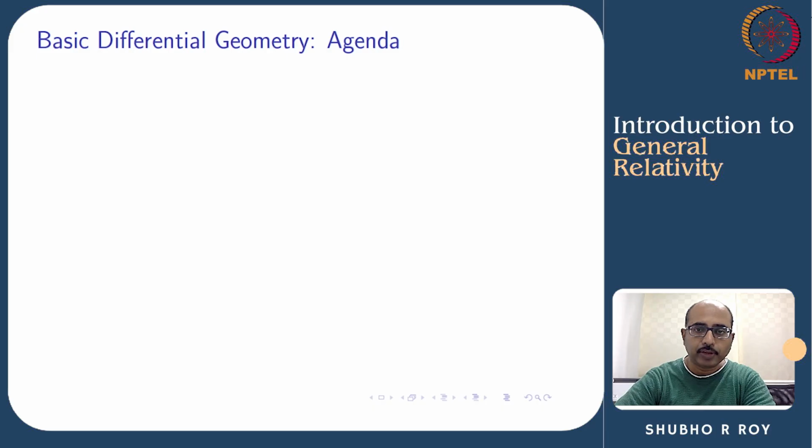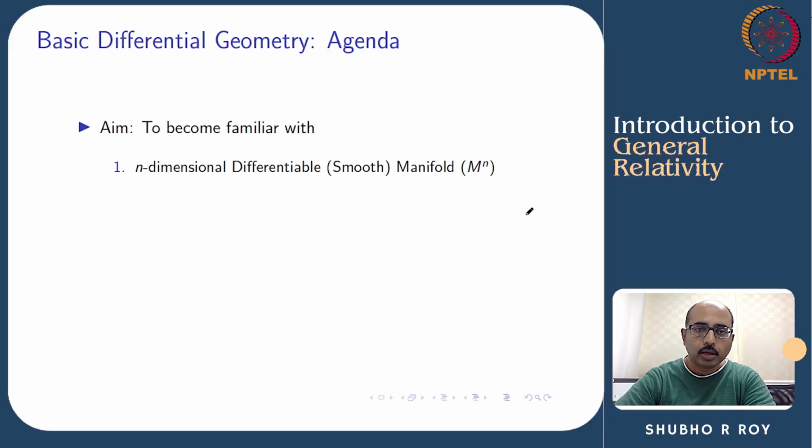So the agenda for today's lecture is the following. Our aim is to become familiar with the concept of an n-dimensional differentiable or smooth manifold. Now, mathematicians would draw a distinction between a differentiable manifold and a smooth manifold, but from the point of view of GR, we will not distinguish the two. Whenever we say differentiable manifold, I will mean smooth manifold. So I'll use these two terms interchangeably, although pedantically speaking, they are different. Maybe I'll point out the difference in the lecture.